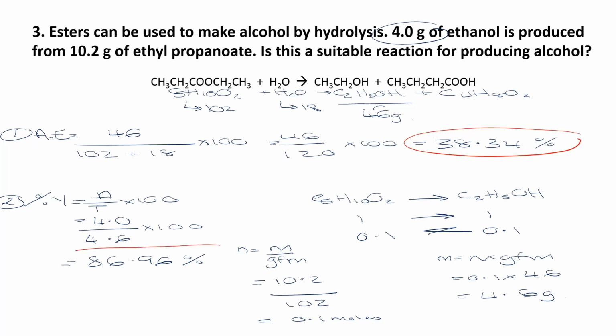So from this calculation, we can see that while the reaction has a high percentage yield, it has a very low atom economy, and as such it is not economically viable, and it is unlikely that this reaction would proceed.